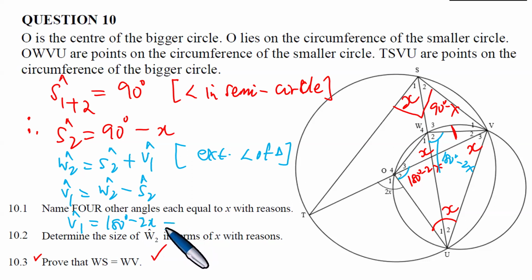What is the size of the angle S2? 90 minus x. Well done. It is exactly 90 degrees minus x in parentheses, like so. 180 minus 90 is what? 90. And then you have minus 2x plus x, which is minus x. That gives us the angle V1 to be exactly 90 degrees minus x.